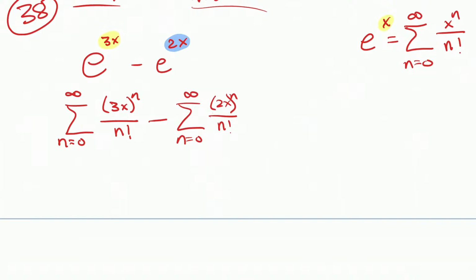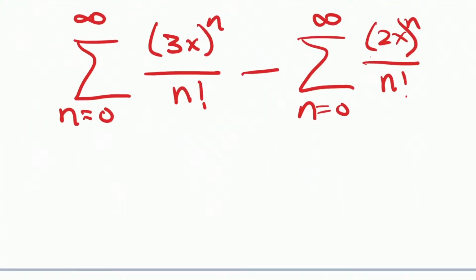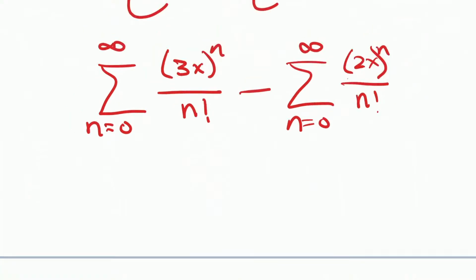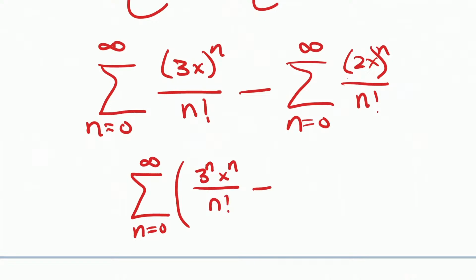You're almost done at this point because look at this. We've got a nice power series here. Let's just combine these into a single power series. Since power series are just a bunch of additions, you're adding these things together, you can jumble them up. You can use the commutative law, the associative law, and so on. So I'm just going to combine these like this. I have 3 to the n, x to the n over n factorial minus 2 to the n, x to the n over n factorial.